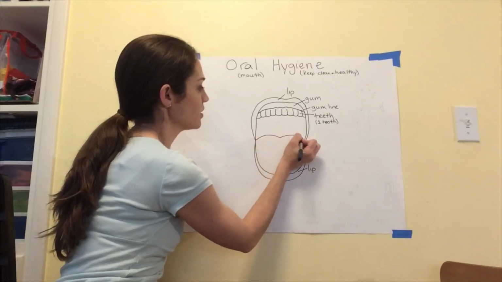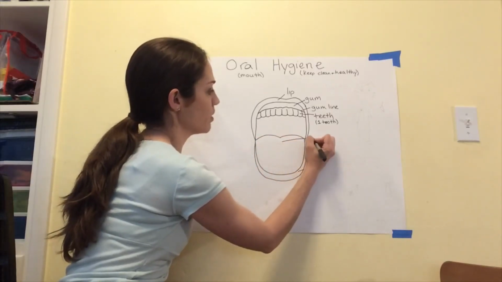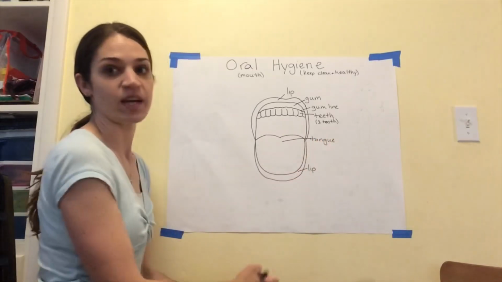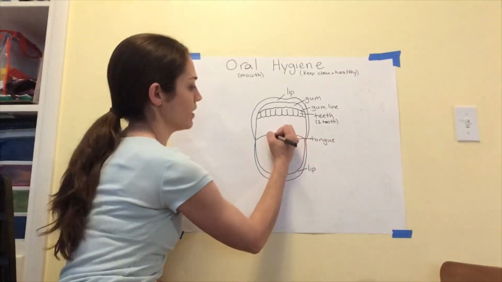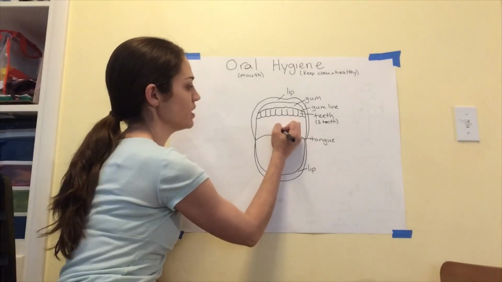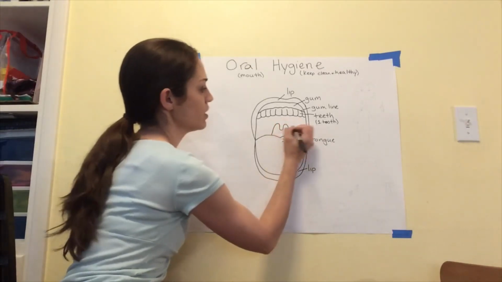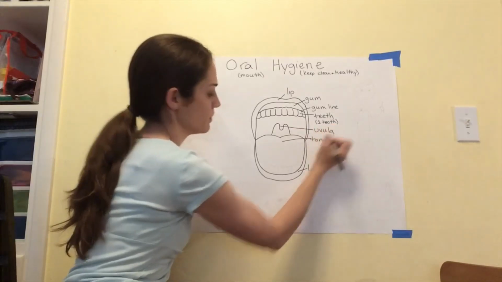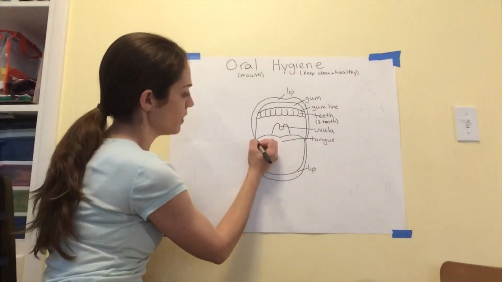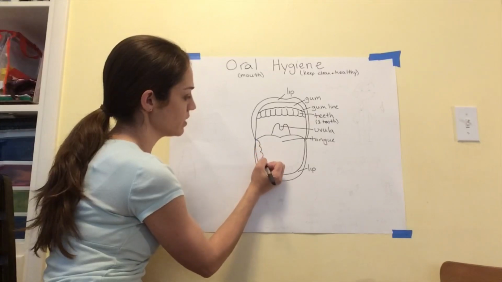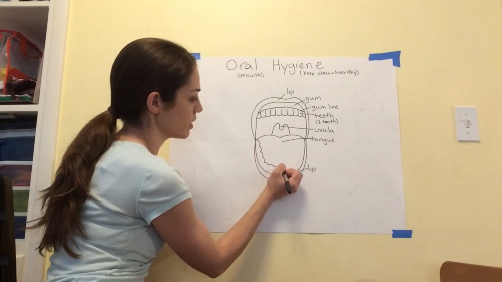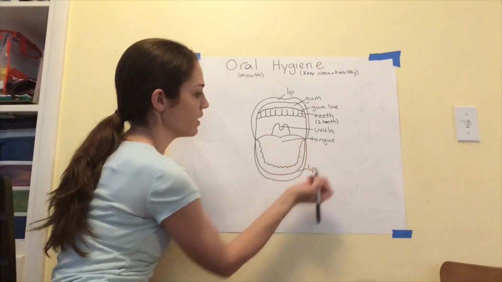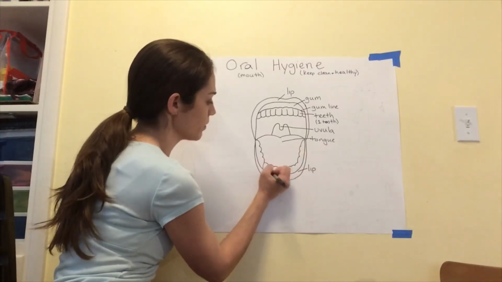Down here, this big part on the bottom of your mouth is your tongue. Stick out your tongue. And this right here, this little thing that hangs down in the back of your mouth, that's called the uvula. Kind of interesting. And then we have some more teeth on the bottom. So you have teeth on the top and you have teeth on the bottom.